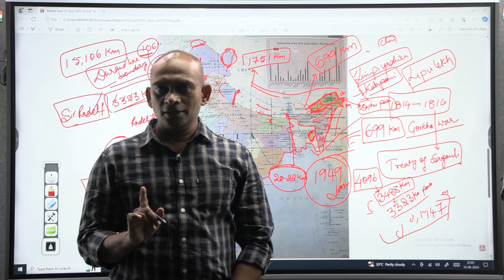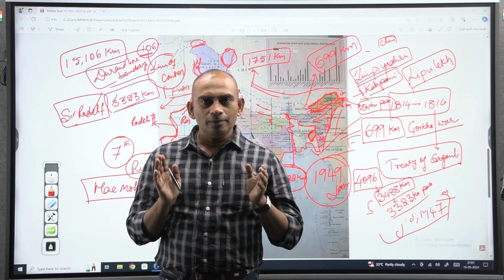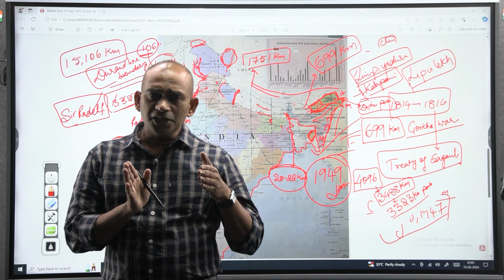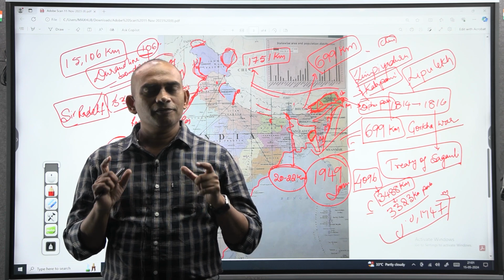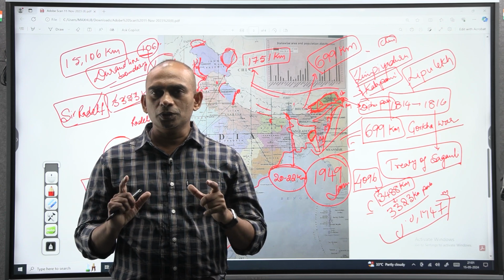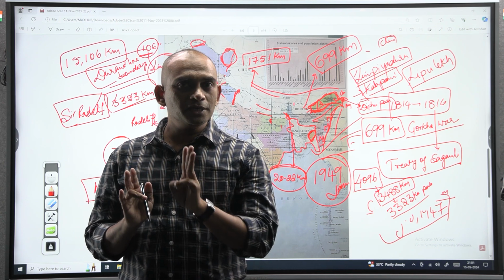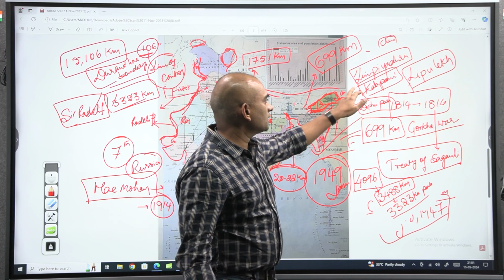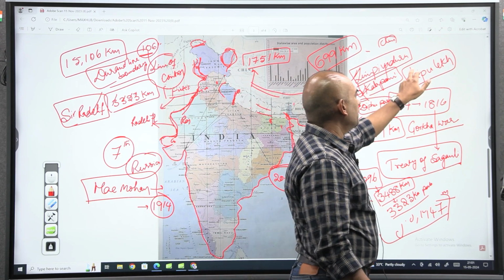1,751 kilometers. But we do not have a name for the India-Nepal boundary, but we do have a dispute with Nepal. That dispute is with regard to 3 areas. What are those 3 areas? Limpiyadhura, Kalapani and Lipulekh.